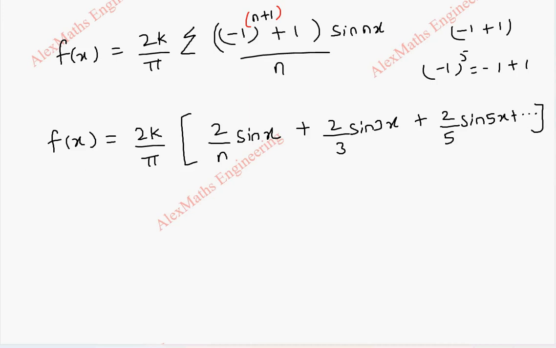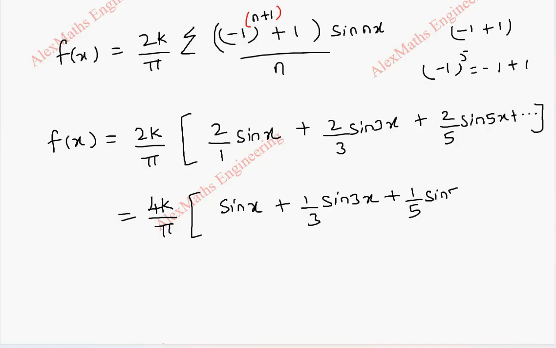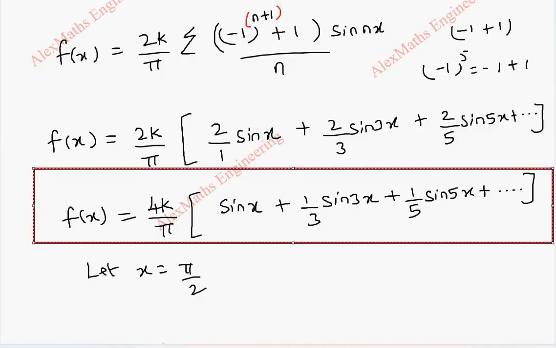And f of x, by taking the 2 common throughout the terms, is 4k by pi, bracket open, sin x (actually this is 1 by 1 because n is 1), plus 1 by 3 sin 3x plus 1 by 5 sin 5x plus dot dot dot. This is our f of x. Actually, we got the Fourier series expansion. Now we have to deduce the relation given.